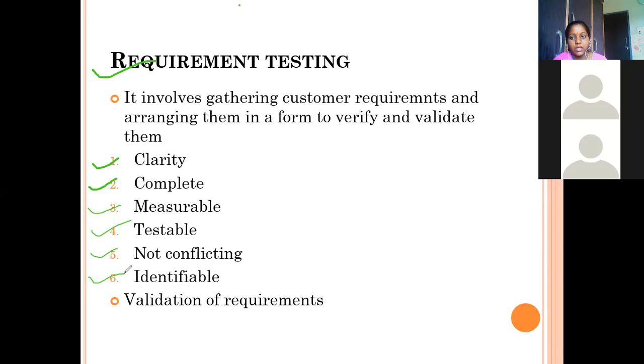identifiable. Identifiable means the requirements must be distinctively identifiable. They must have numbers or some other ways which can help in creating the requirement traceability matrix. So indexing of the requirements is very important. Why is indexing given? The part you have to focus more on will have a higher value there.